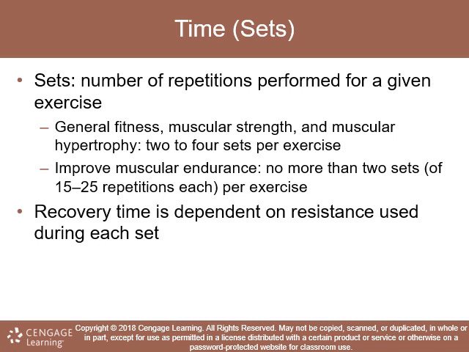If your goal is to improve muscular endurance, muscular endurance is focused more on submaximal effort. How many times can you contract those muscles and have them keep going? You don't want to do more than 2 sets, and you want a very high rep range, so 15 to 25 repetitions per exercise.